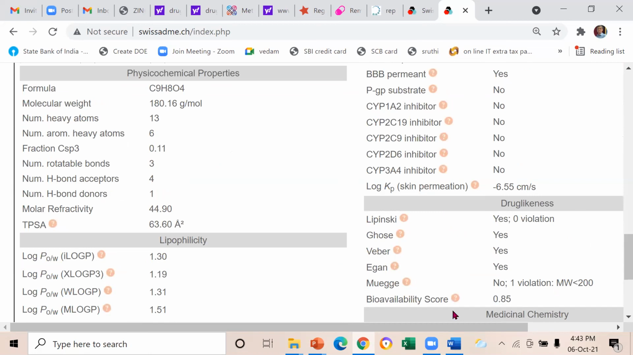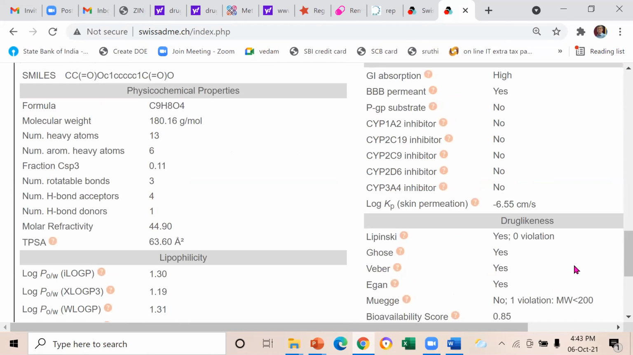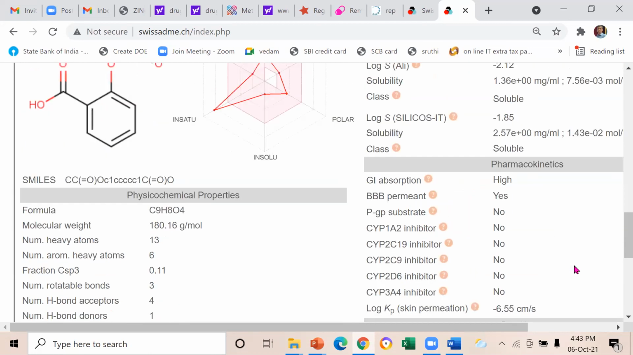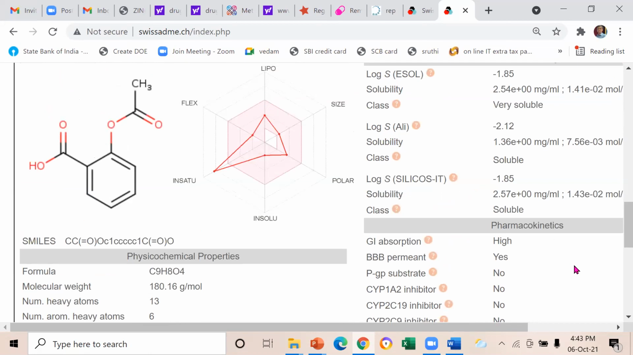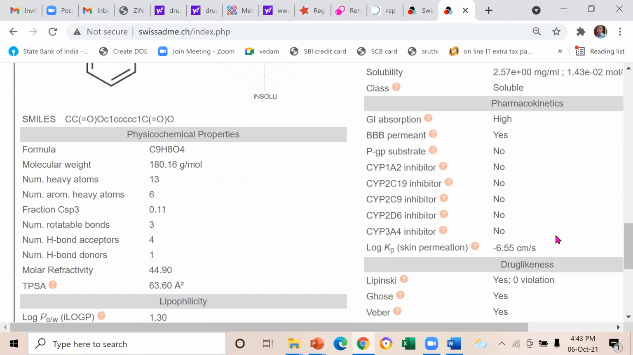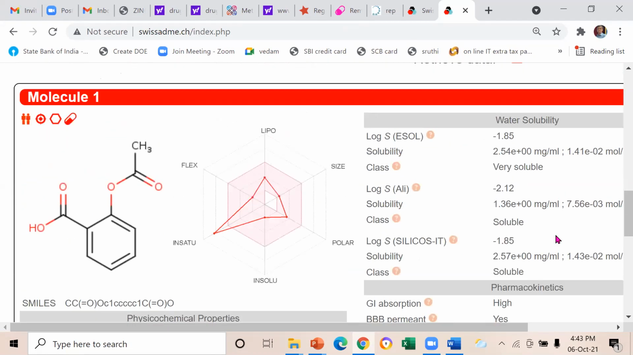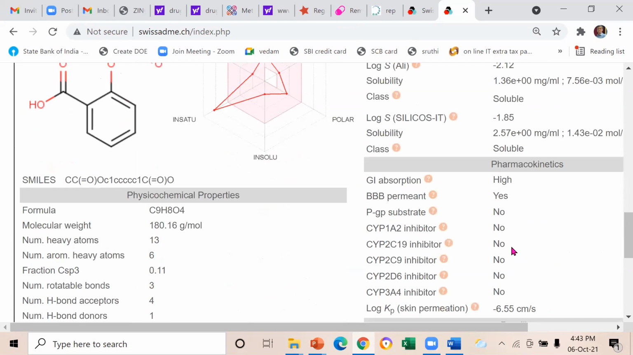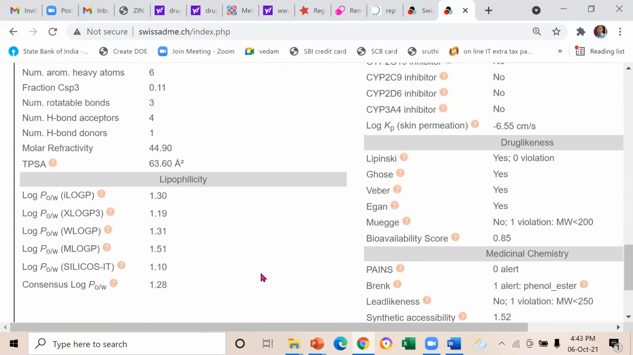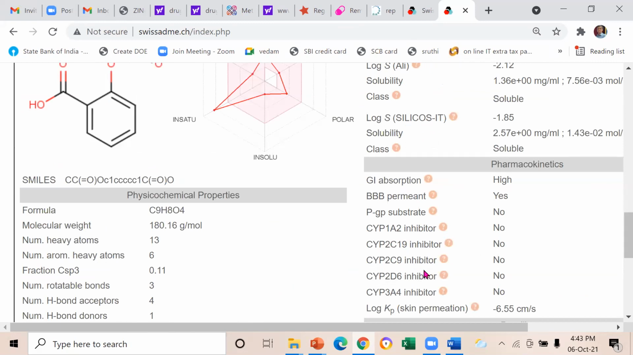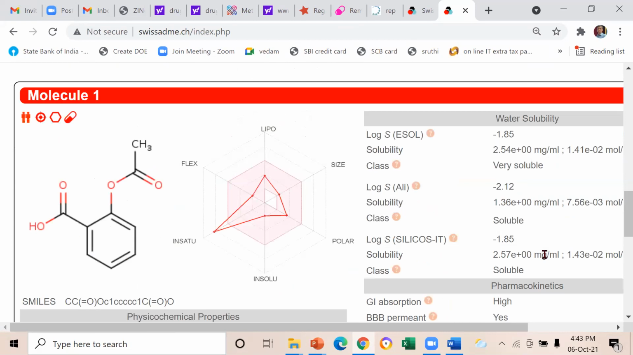There are many rules which tell you whether the molecule has drug likeness. Okay, I will explain that. So a lot of properties can be calculated using this Swiss ADME. As you can see here, a lot of rules, a lot of properties. Bioavailability is good, and are cytochrome enzymes degrading this molecule? No, no, no. Blood-brain barrier, yes, it is penetrating through the blood-brain barrier. GI absorption is very good. Solubility, so many things are given.